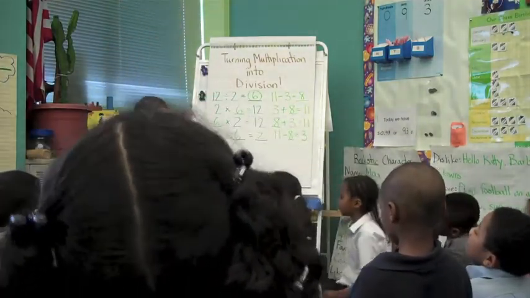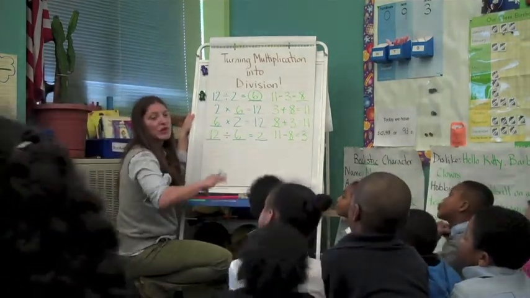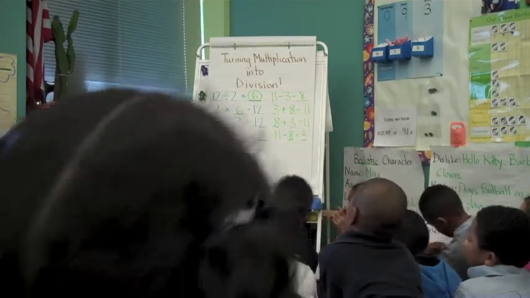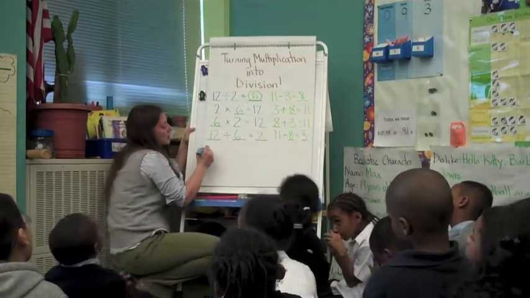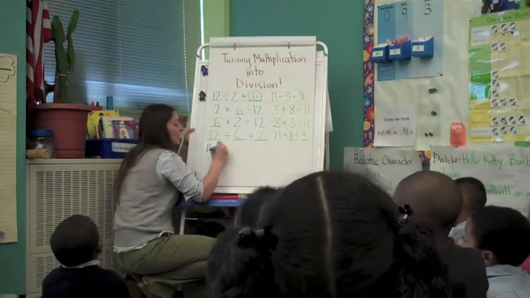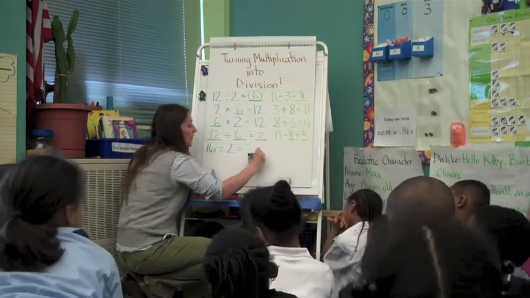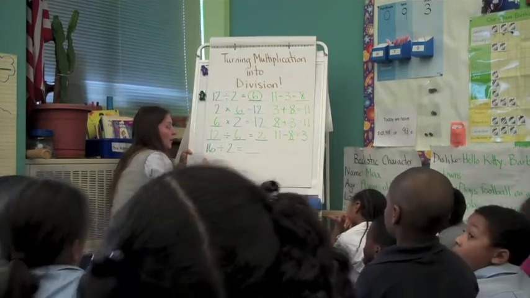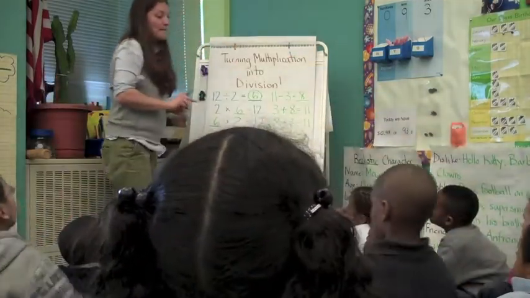So you were investigating this problem. You investigated it. You solved it. The mystery is solved. I'm going to present you with another mystery. What if I said 16 divided by 2 equals something? And then I said 2 times something equals 16. Could you solve that?